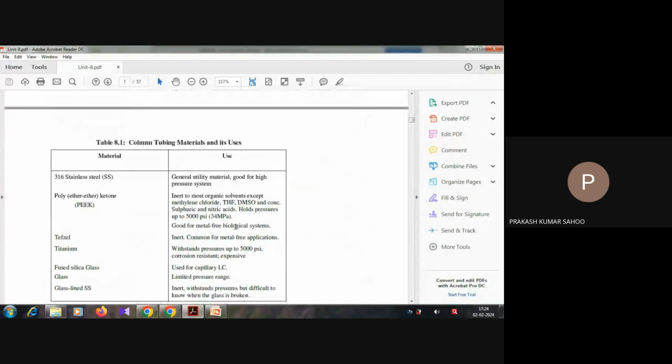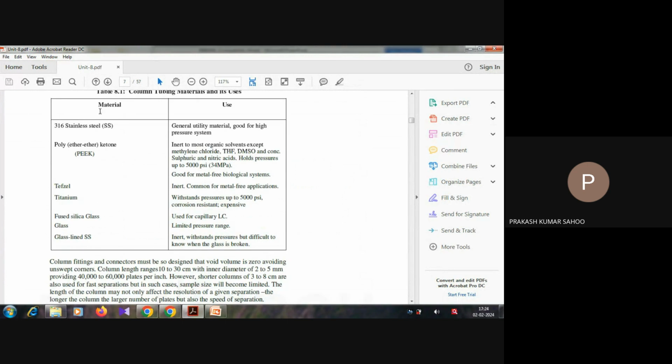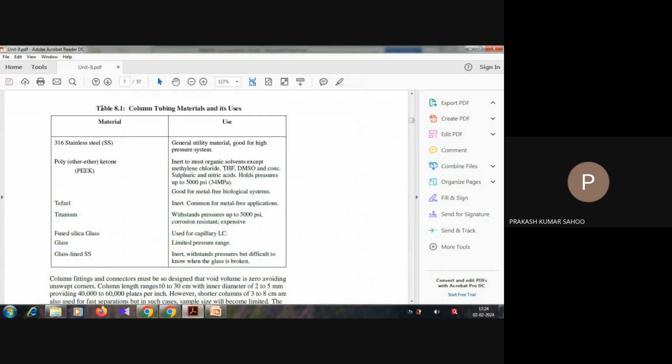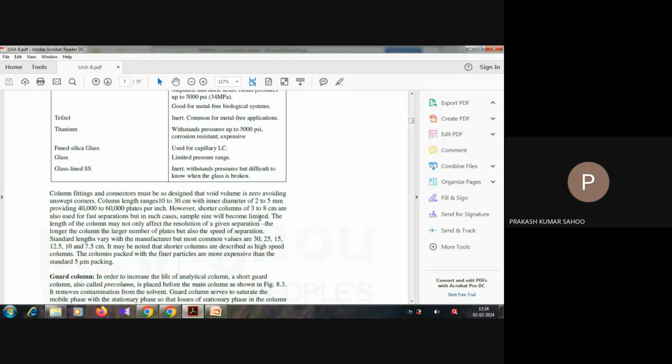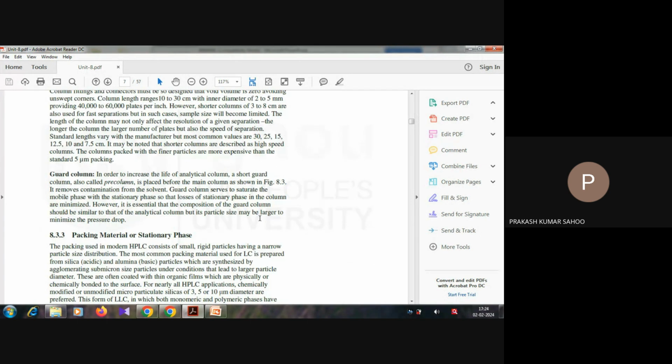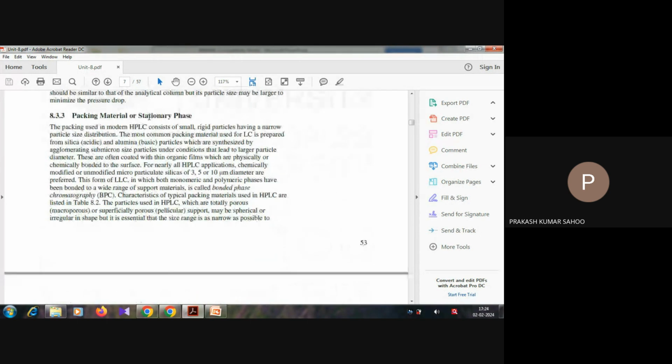Then we have the column tubing material and its uses. Some column tubing materials are stainless steel, polyether ketone, Tefgel, titanium. So what are the different uses? These are highlighted here.